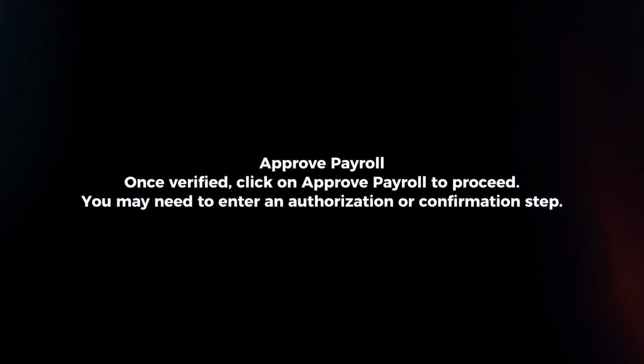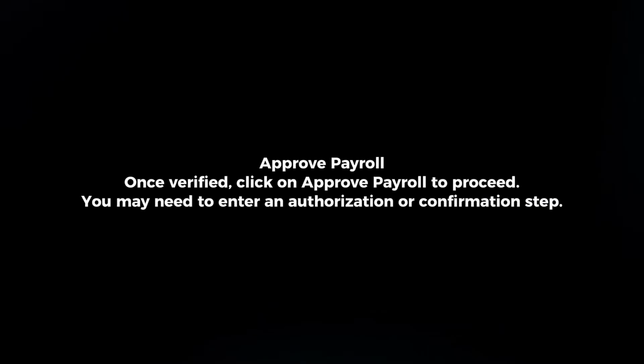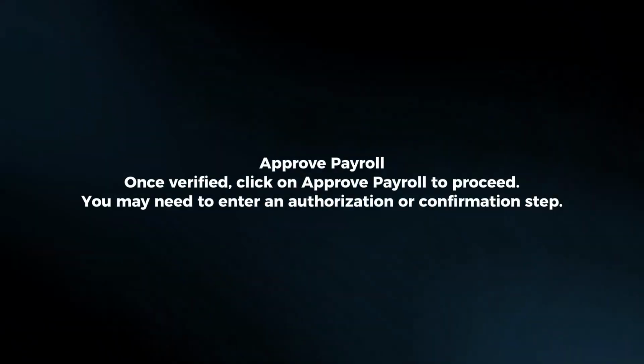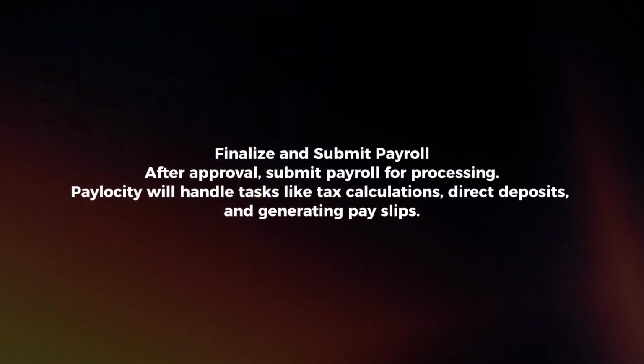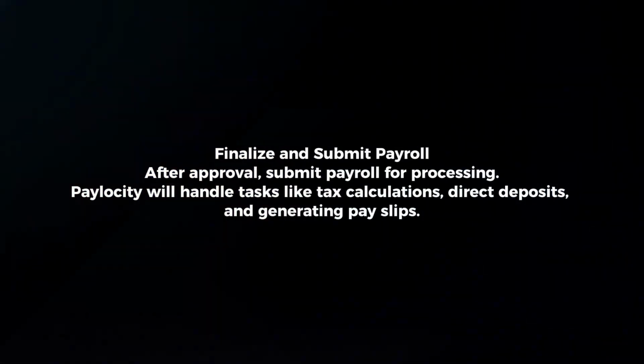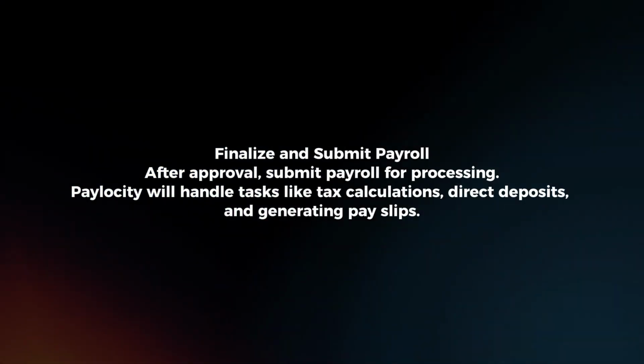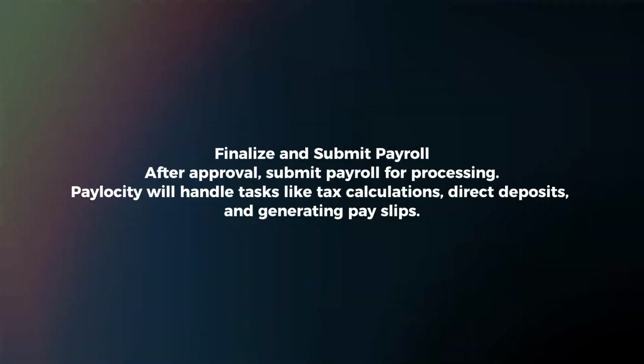Approve payroll. Once verified, click on Approve Payroll to proceed. You may need to enter an authorization or confirmation step. Finalize and submit payroll. After approval, submit payroll for processing. Paylocity will handle tasks like tax calculations, direct deposits, and generating payslips.